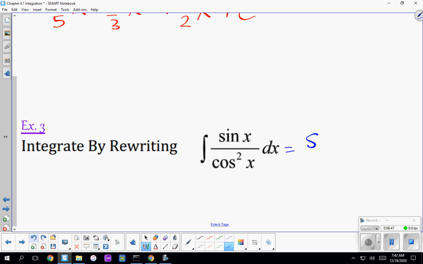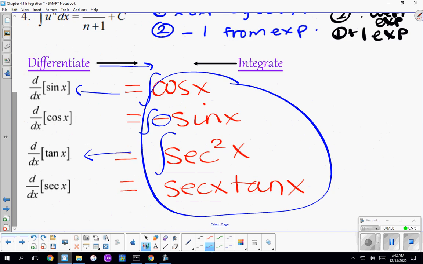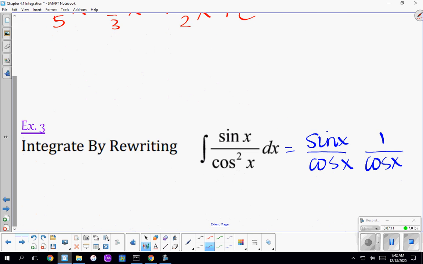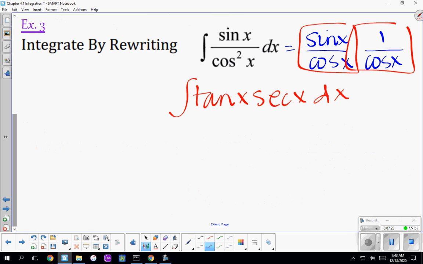So remember, this is the same as sine of x over cosine of x times 1 over cosine. And so I want to rewrite this into one of those derivatives that I know. So I'm looking back at these trig functions, and I'm trying to get it to look like something here on the right-hand side. And I should notice, hopefully, that this guy is the same as tangent. And hopefully I notice that this guy is the same as secant. And I know from those formulas that secant tangent is the derivative of just the secant of x. So that's my integral. Just don't forget your plus c.